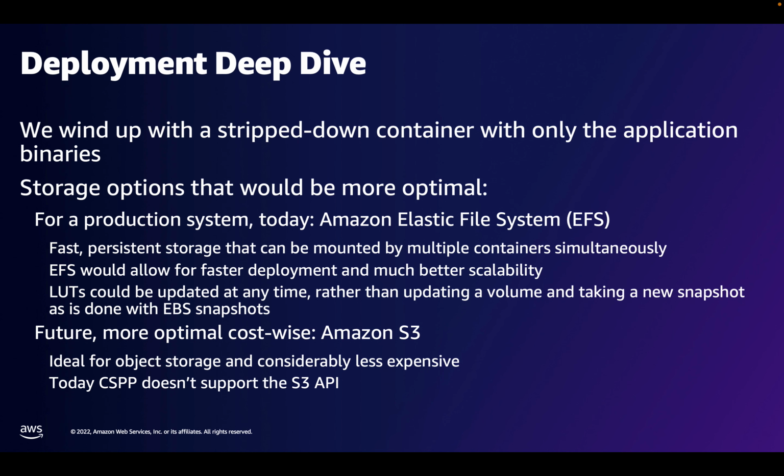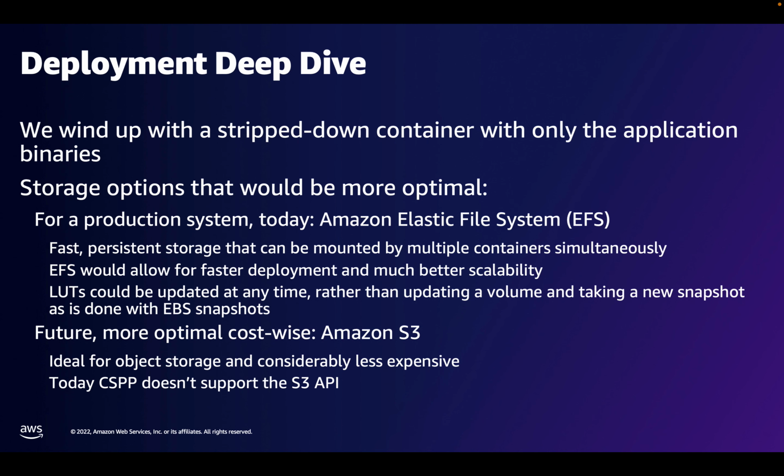We have more optimal storage options, including Amazon Elastic File System, or EFS, which is an NFS service that allows multiple containers or instances to mount that file system simultaneously. And that has a lot of advantages. It would allow for scalability, for example. As you add more containers, they can all mount that same file system, and that happens very quickly, as opposed to creating an EBS volume and attaching it to each one of them, which both wastes storage and costs more because you have to pay for those volumes individually, right, as opposed to one file system mounted by multiple containers. Also, it would allow the lookup tables to be updated at any time rather than updating a volume and taking a new snapshot, as is done with the EBS snapshot method.